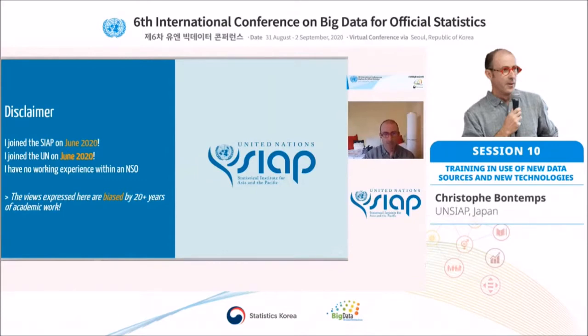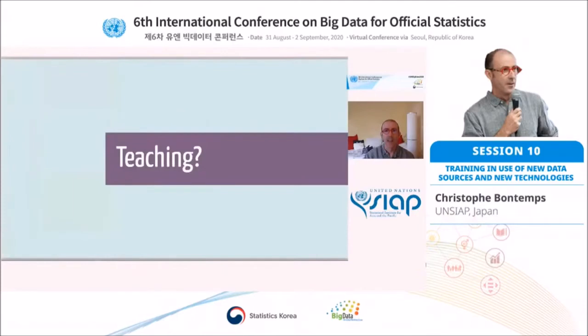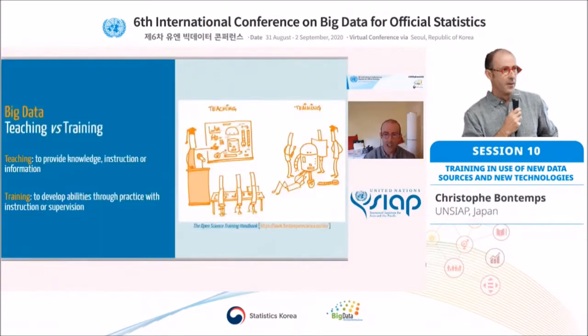So, teaching, with a question mark. Why this question mark about teaching? As you all know, there is a difference between teaching and training, right? Teaching is about knowledge and instruction. This is the kind of thing that we learn at school, and training is about developing abilities and skills through practice with instruction and supervision. Of course, when we do training, we have to do teaching before, and at SIAP we do both in most of our courses. But I wanted to put that on the table as an introduction here, that there could be teaching and training.